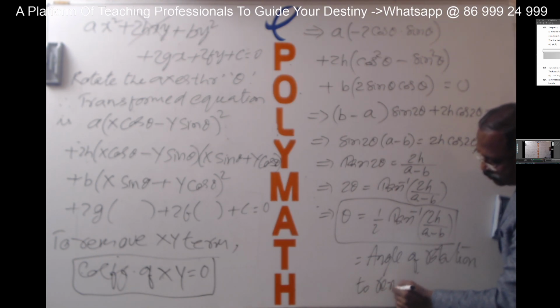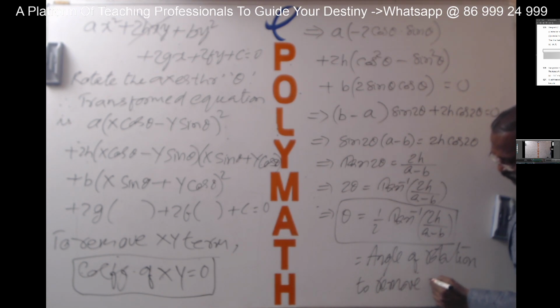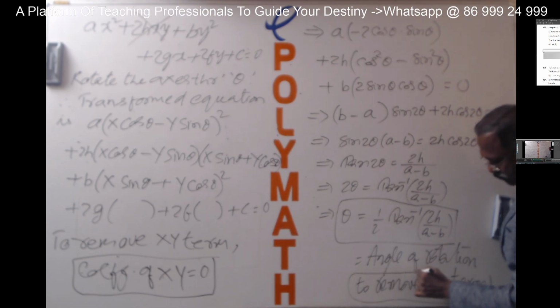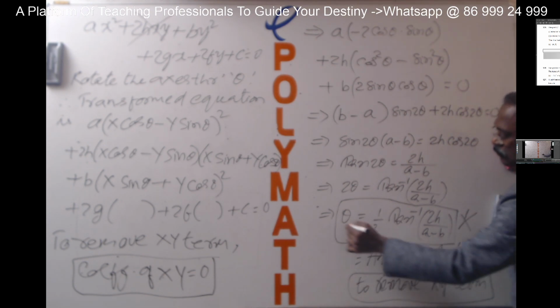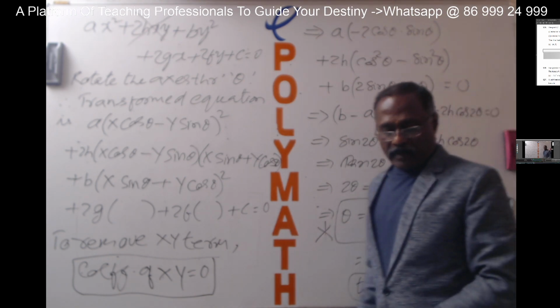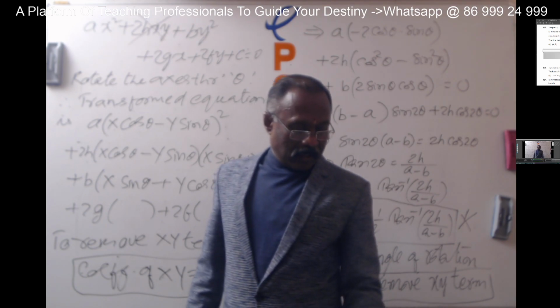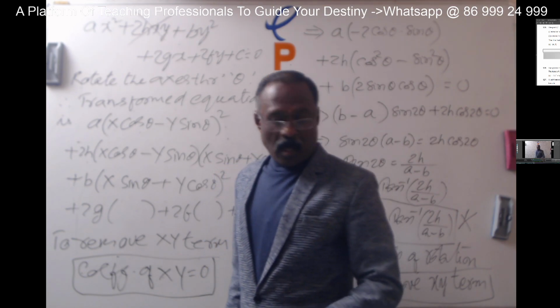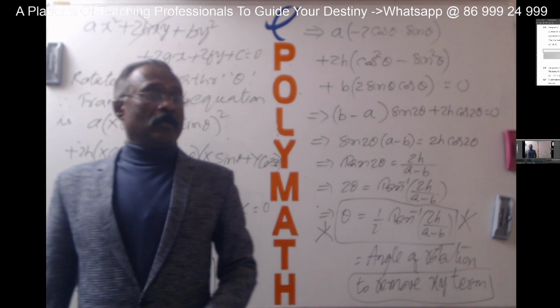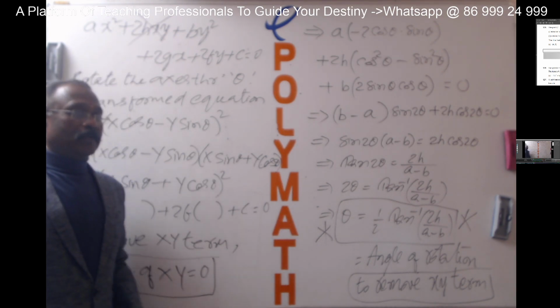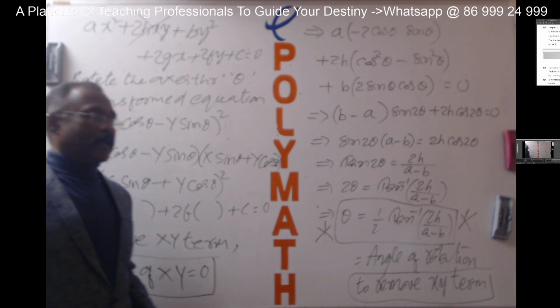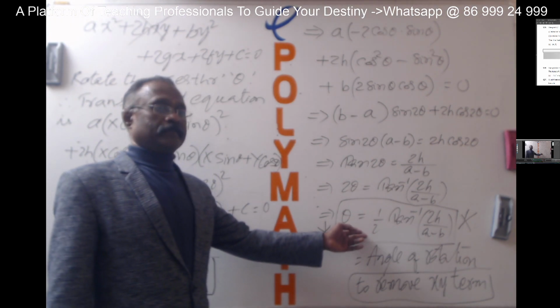To remove the xy term, this is important. So what is the formula to be remembered, please? You have to remember half tan inverse 2h by a minus b. Half tan inverse 2h by a minus b. This one, please.